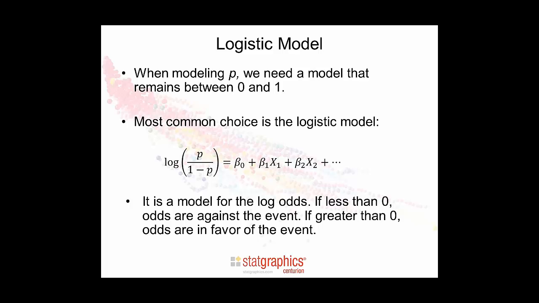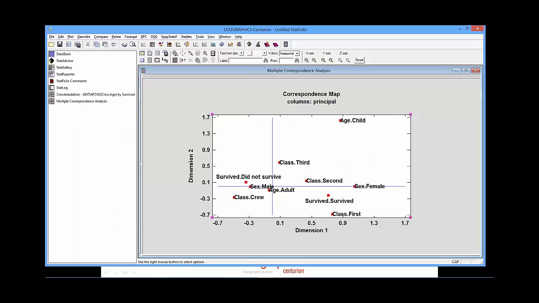Okay, that's just enough theory. I hope that lets you know what I'm about to do when I go to Statgraphics. So in fact, let's go back to Statgraphics and do a logistic regression. I'm going to use the other data set here. The problem with this data set is that age is simply adult or child.